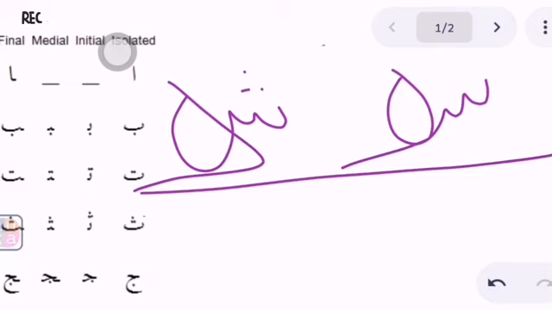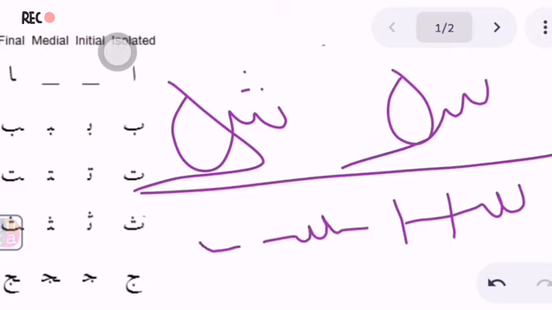When you try to connect them to another letter, the curved area must be straightened, and that is what is going to make our seen look like this. At the beginning of any word, it has been straightened. This is a connecting line. In the middle, a line connects the seen with another letter, like this. At the end, it will also be like this. It comes back to its original structure.